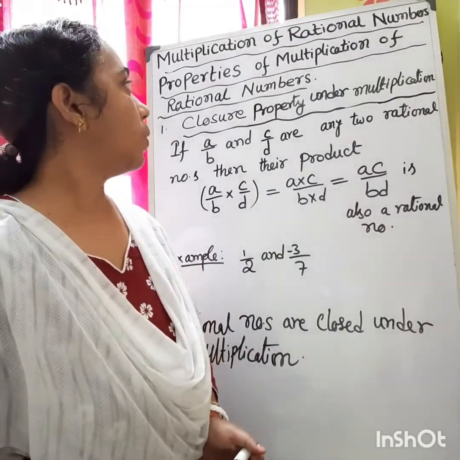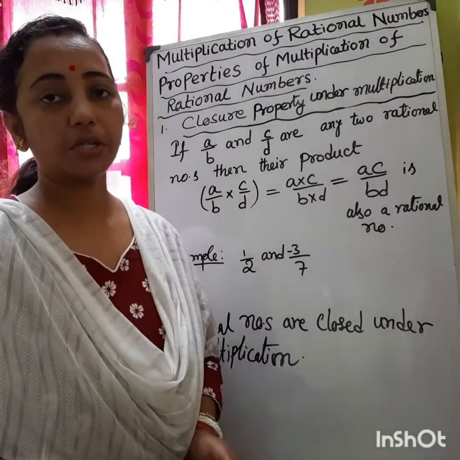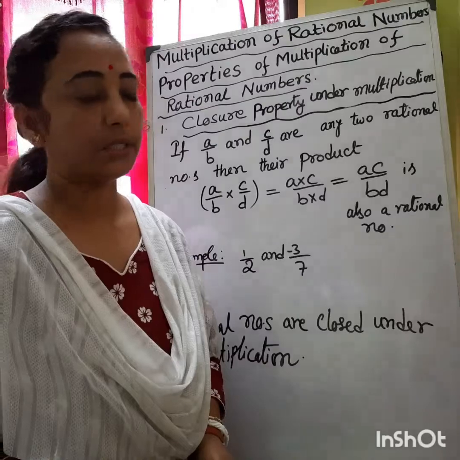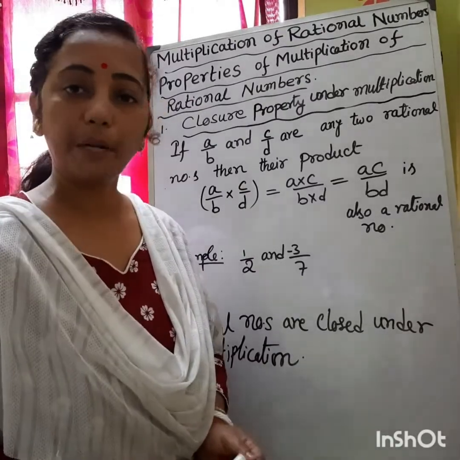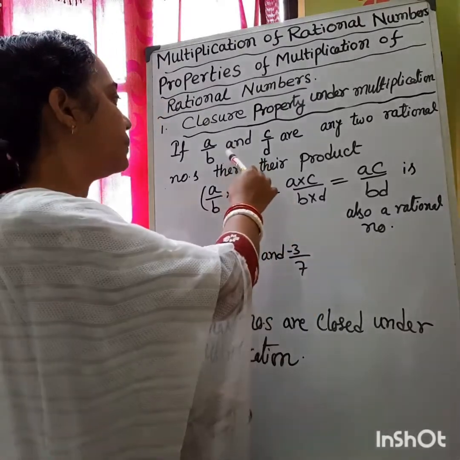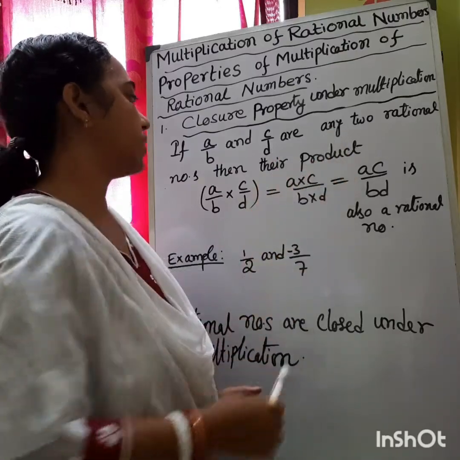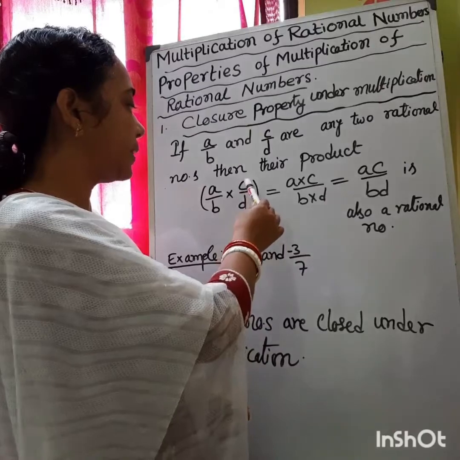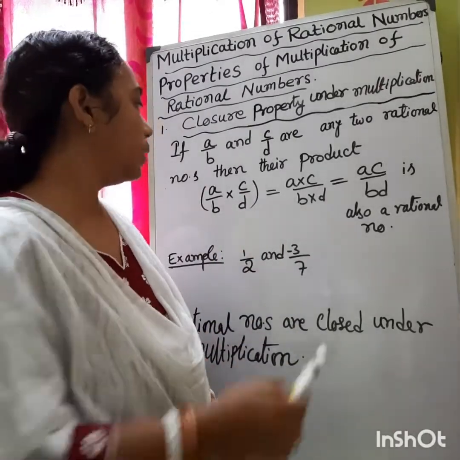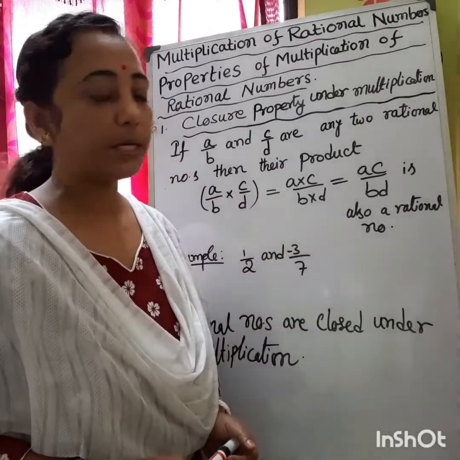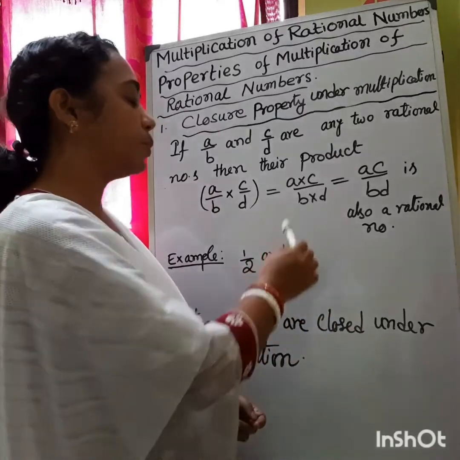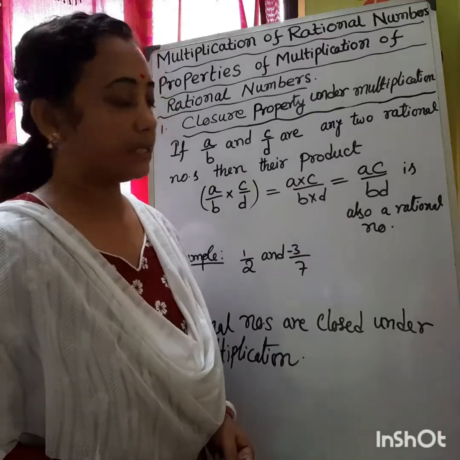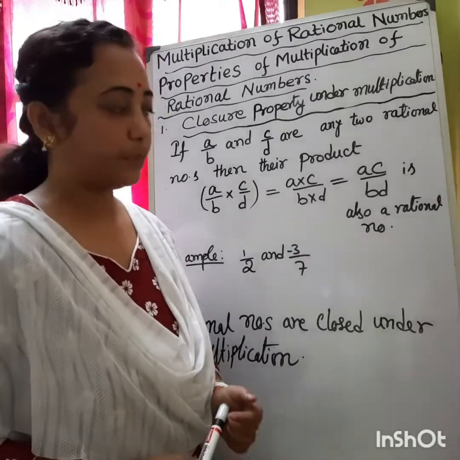Now let us know about the properties of multiplication of rational numbers. The first property is called the closure property, that is, closure property under multiplication. If a by b and c by d are any two rational numbers, then their product, that is a by b multiplied by c by d, is equal to the product of their numerators, that is a multiplied by c, divided by the product of their denominators, that is b multiplied by d, which is equal to ac by bd.